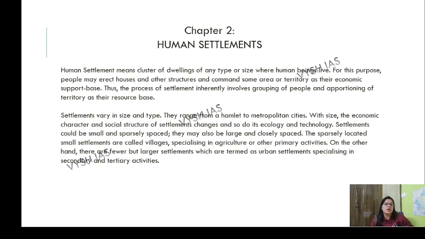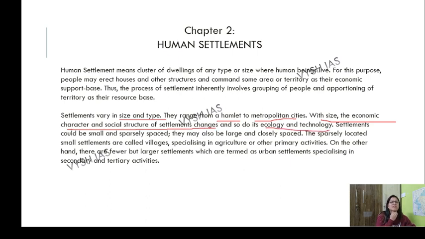all those things. How the buildings are different in metropolitan cities, how people live in rural areas, how people live in slums. That is human settlement. So settlements vary in size and type. They range from a hamlet, a small baby size, to metropolitan cities. The size, economic character and social structure of the settlement change, and so do the ecology and technology.